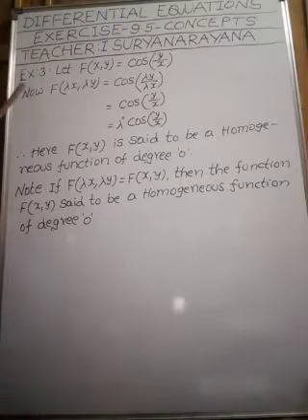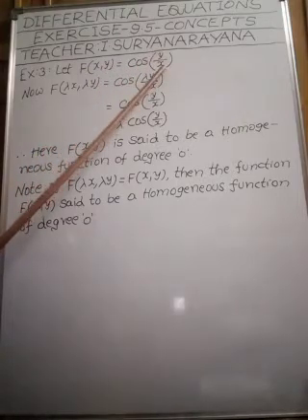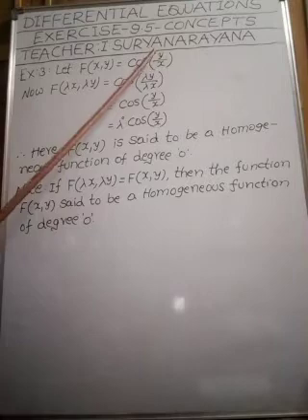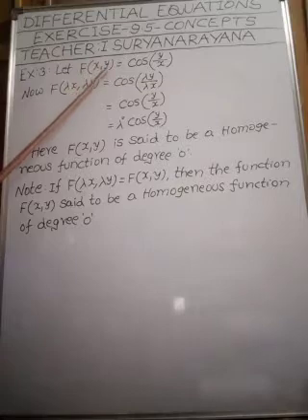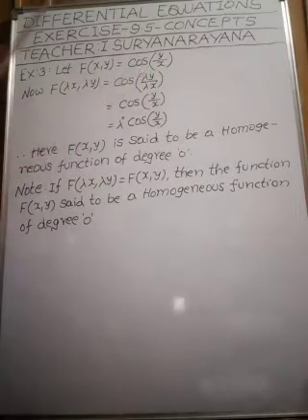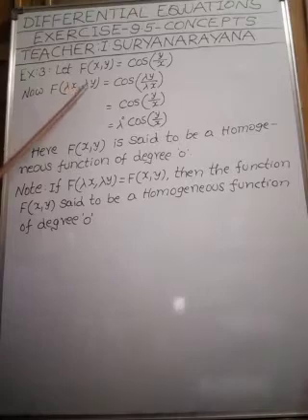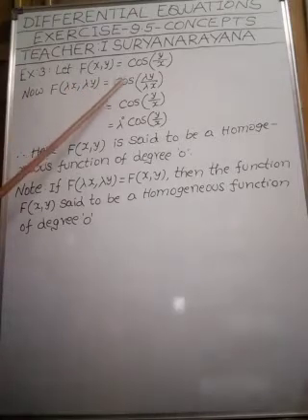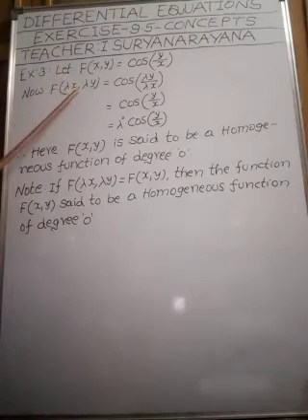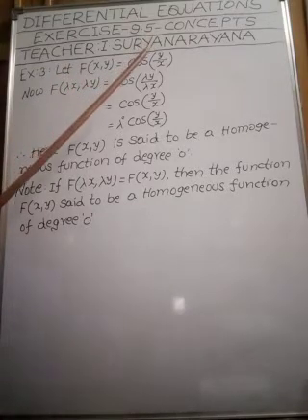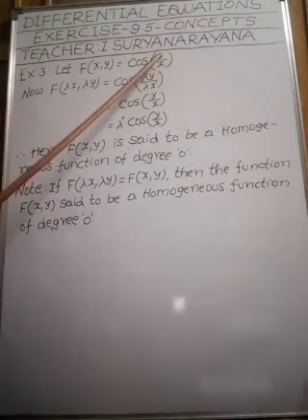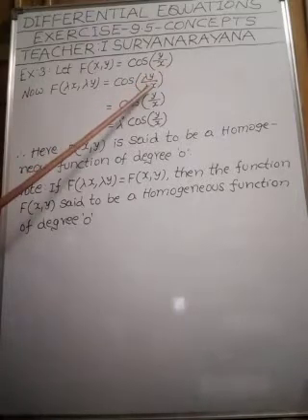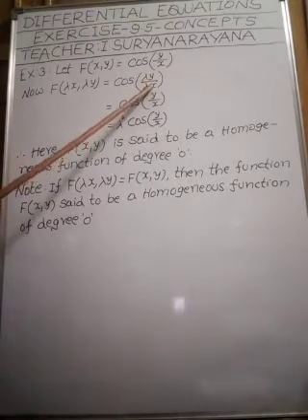Now come to this example 3, my children. Let f of x comma y is equal to cos of y by x. This is also a function in the variables x and y. We have denoted this function as f of x comma y. Now let us find f of lambda x comma lambda y. That is equal to cos of... How do you find f of lambda x comma lambda y? We replace x by lambda x and y by lambda y. So here y is there, we write lambda y. Here x is there, we write lambda x. Understood this statement, children?